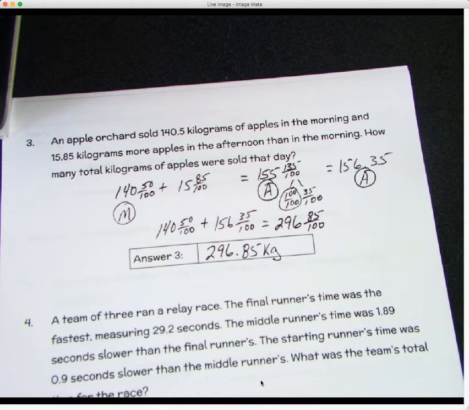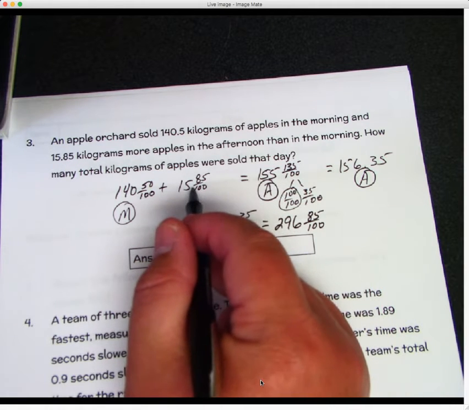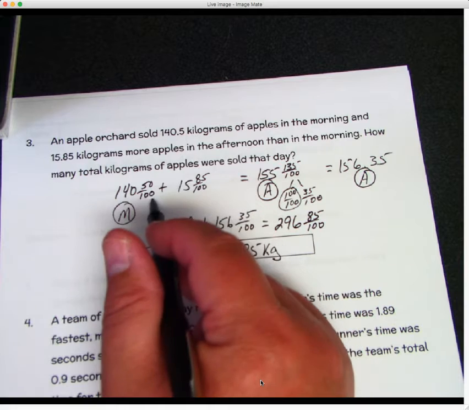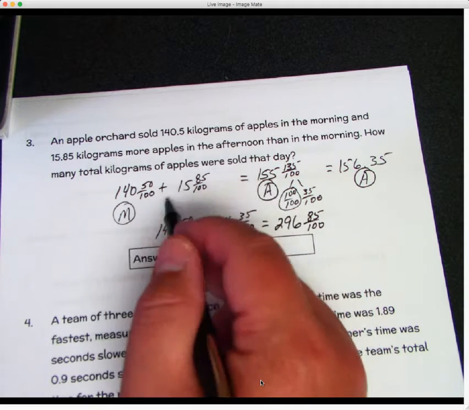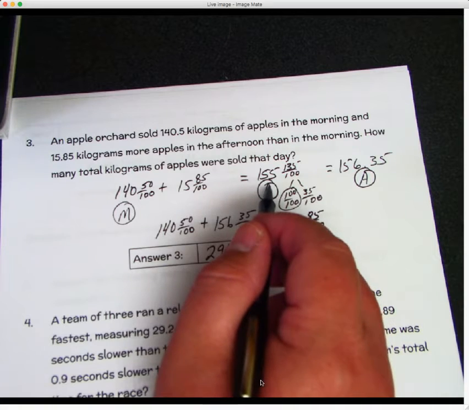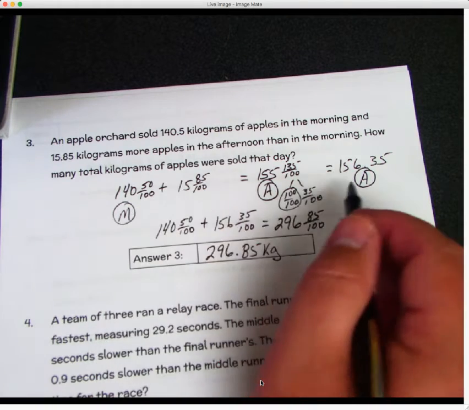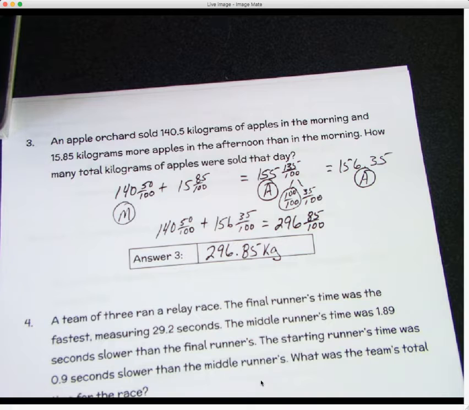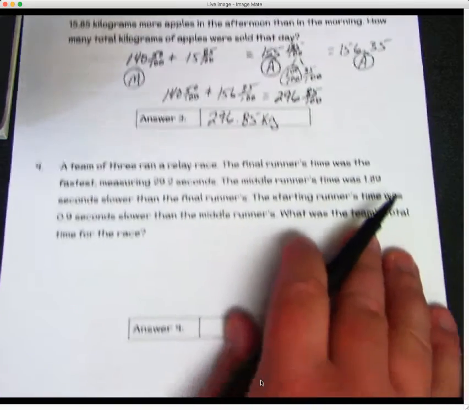So just walking through that again, we had to find out how much they sold in the afternoon. It told us how much more they sold in the afternoon than in the morning, but we didn't know how much they sold in the afternoon. We had to find it. Then when we found how much they sold in the afternoon, we had to add that to how much they sold in the morning to find out how much they sold all day. Quite a few steps in that problem, wasn't there? You have to think through these.